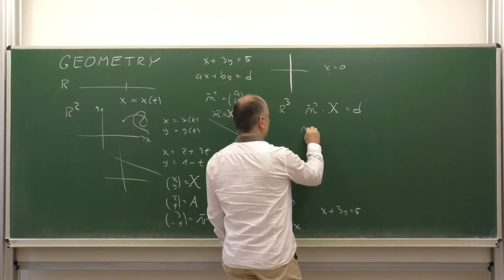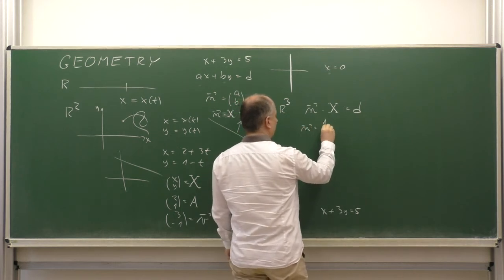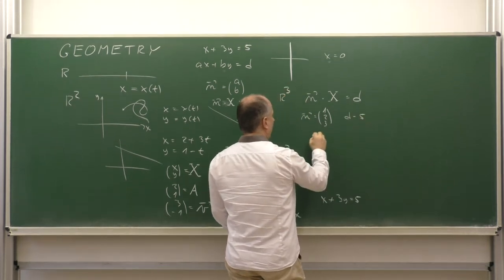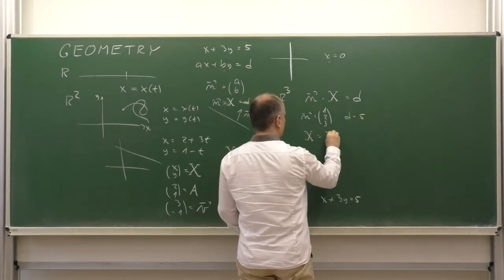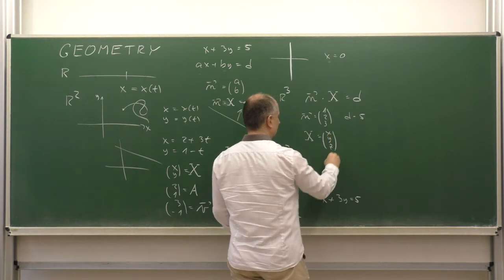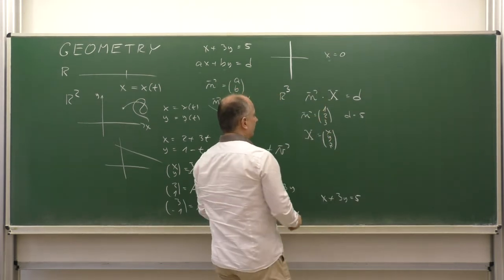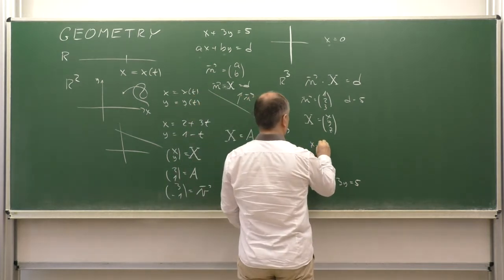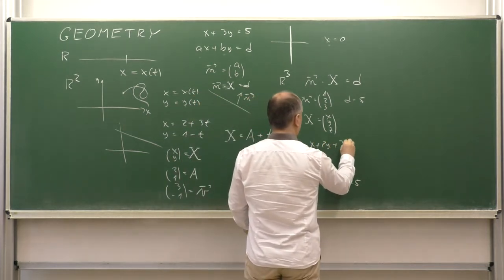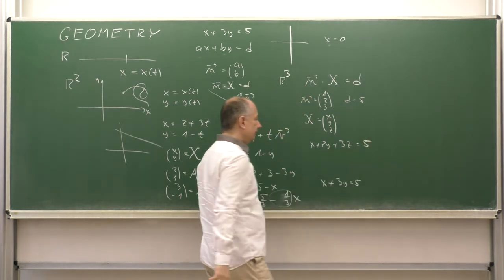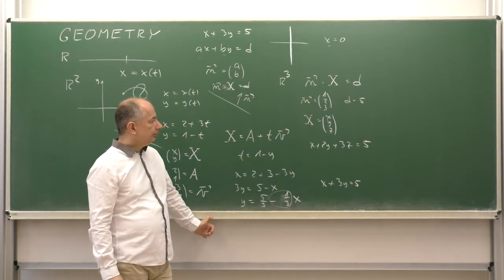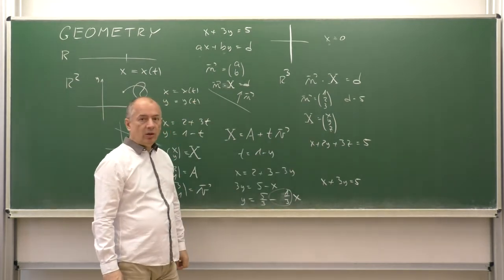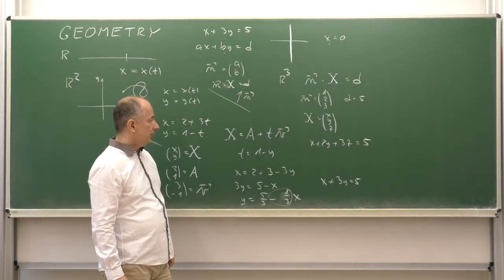Let's consider a particular example. Say the normal vector is 1, 2, 3, and say d is 5, and capital X is x, y, z. Then the general equation of the plane looks like x plus 2y plus 3z is equal to 5. So this is the general equation of a plane in three-dimensional space.